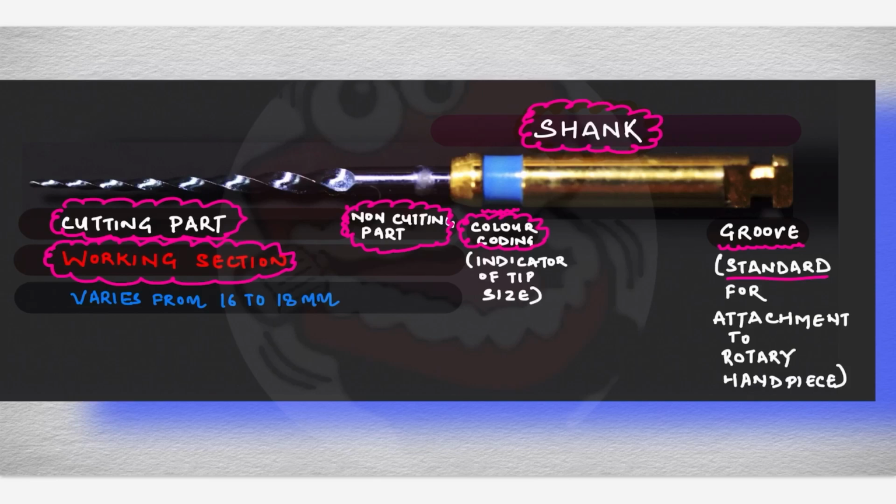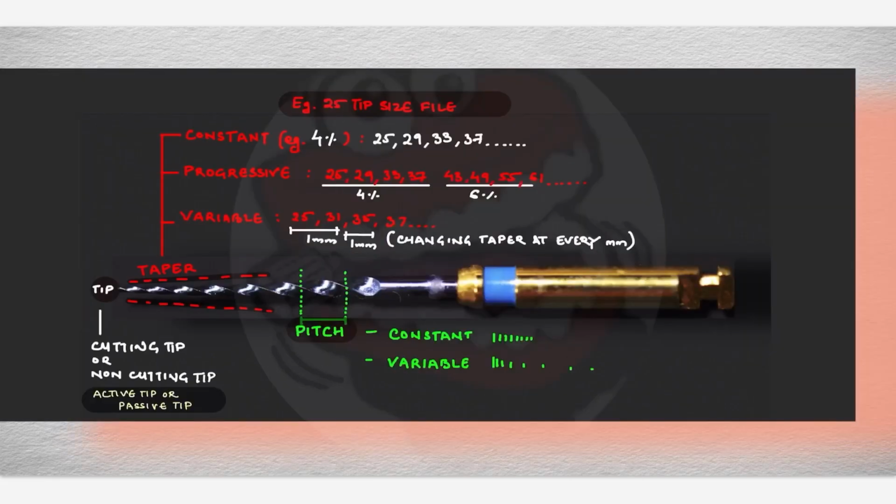Now this working section in pediatric rotary files usually varies from 16 to 18 mm. Based on the average length of the roots, like 12 to 14 mm, the whole working section of the file has been designed to be 16 to 18 mm. So this was about the components of the pediatric rotary files. Now let us talk about the different things on these components. For example, in the working section we have the tip of the file.